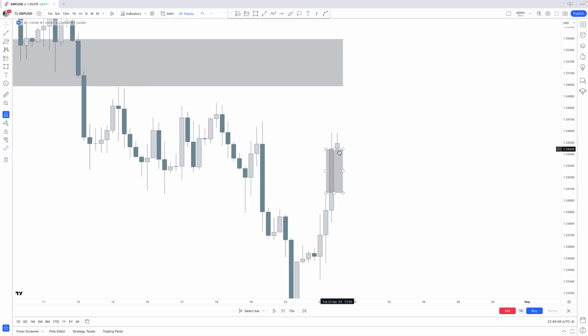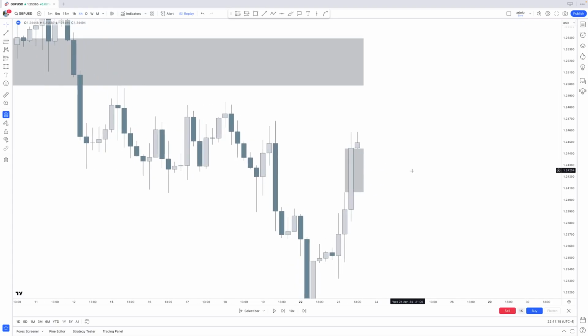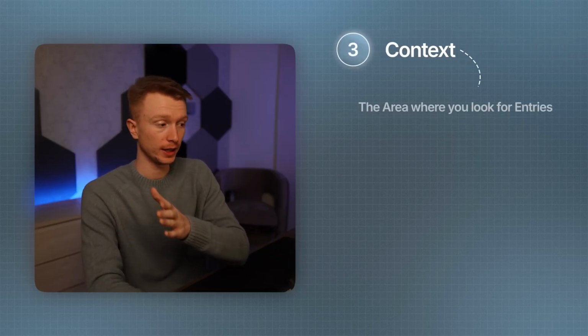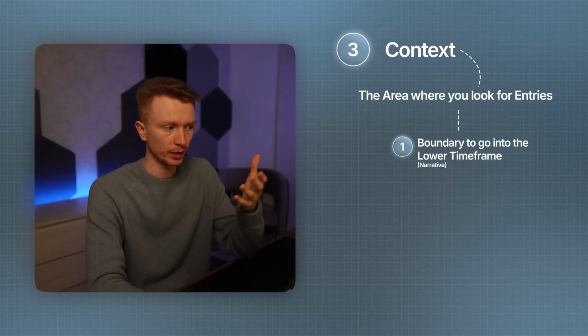So right here, if we want to continue higher off of this fair value gap, that is the narrative, that is the boundary. The boundary, if we reach that, we can go into the lower time frame. So you move from narrative to boundary. That boundary is the trigger. That boundary is the trigger for the context to go into your entry time frame. So when we right here have this fair value gap, which we can continue higher from, is the first step of context. Again, that boundary, that narrative, which we can go higher from.